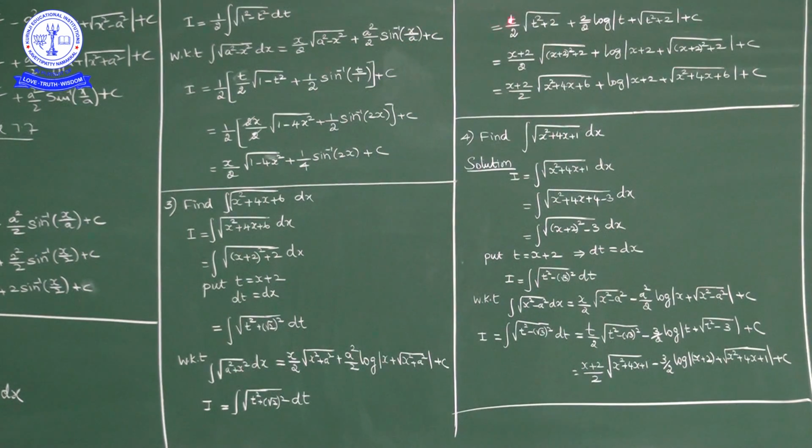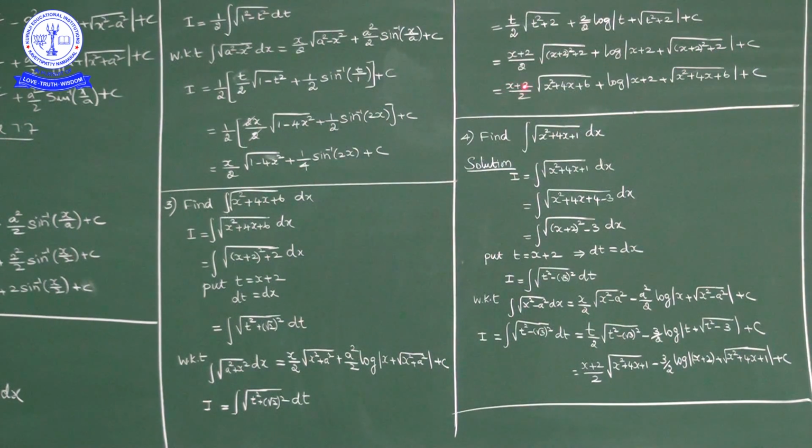Okay. Now what is t? T is x plus 2. So x plus 2 by 2 into square root of x plus 2 whole square plus 2 plus, but 2 by 2 is 1, no? So 2 cancels, log mod, in place of t we will write x plus 2. So x plus 2 plus square root of x plus 2 whole square plus 2 plus c. So what will we get as the final answer?